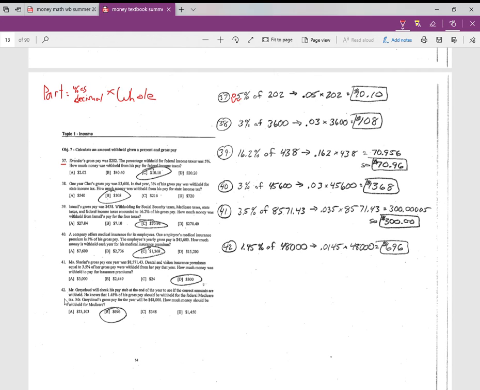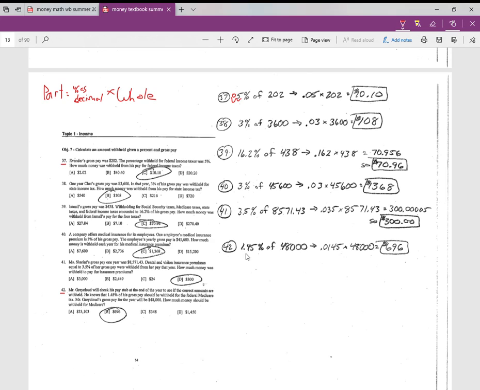Let's do the first and the last one. So let's go all the way down to 42. This one's a little different. It just has a decimal in the percent. So number 42, it looks like it's a longer problem, but same information. It just says he's going to check his pay stub at the end of the year to see if there are correct amounts. He knows 1.45% of his gross pay should be withheld for federal Medicare tax. His gross pay was $48,000. How much money should be withheld for Medicare?